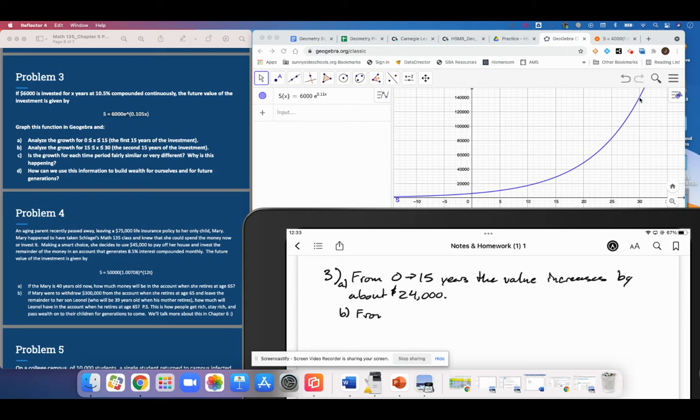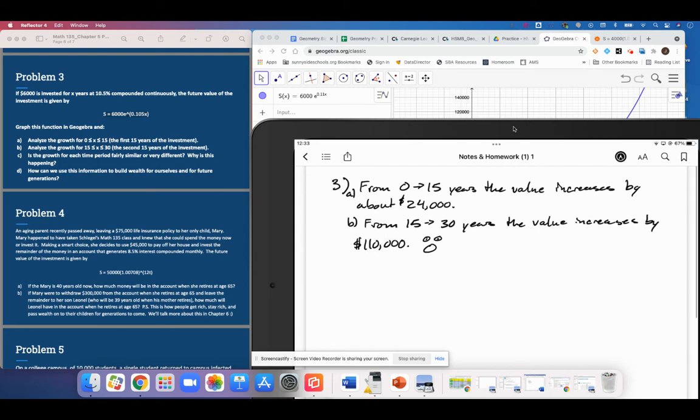So from 15 to 30 years, the value increases by about $110,000. This is a surprised face right here. Like, oh my gosh. Okay. So we have a gigantic increase over that 15-year time period of $110,000. That is pretty awesome.